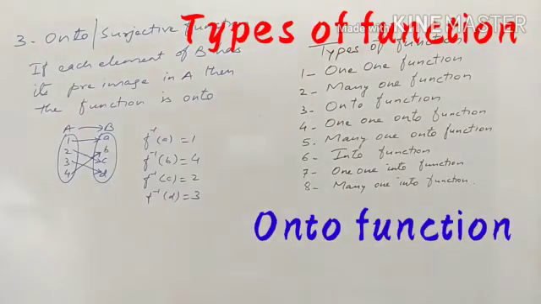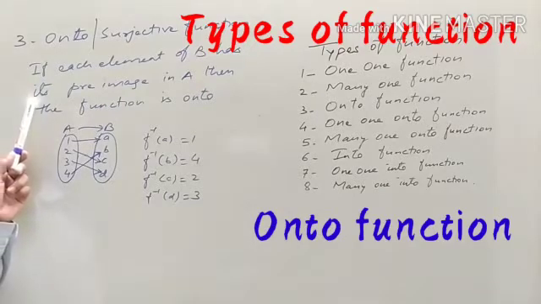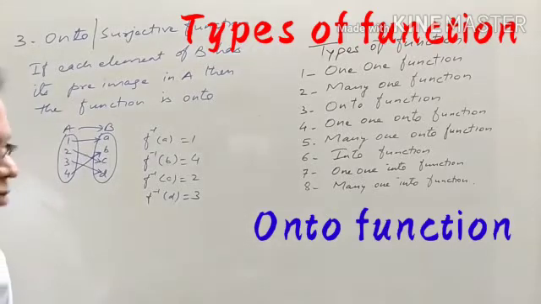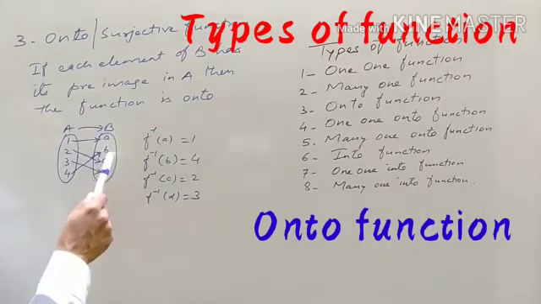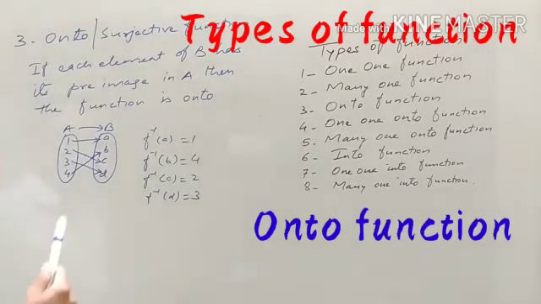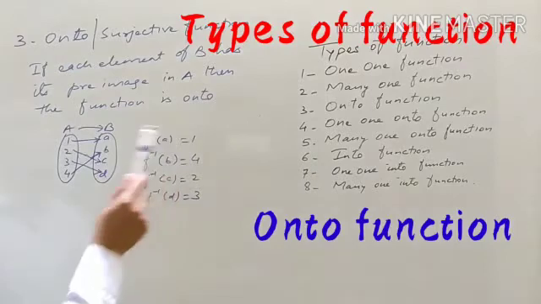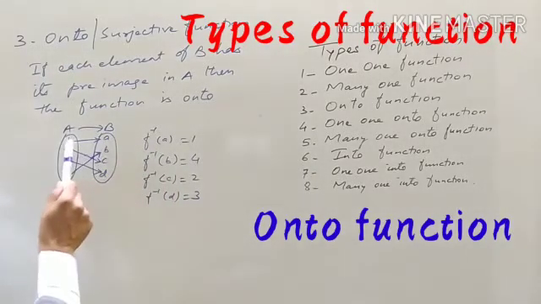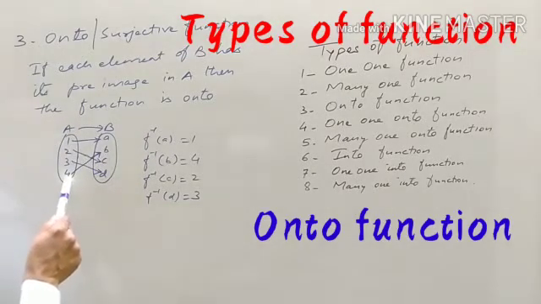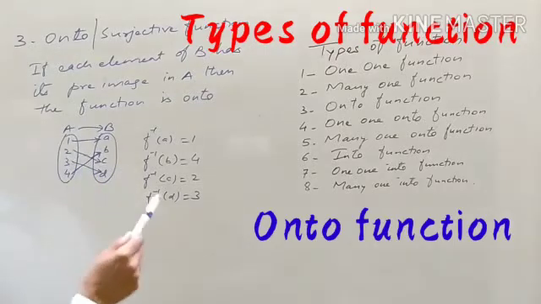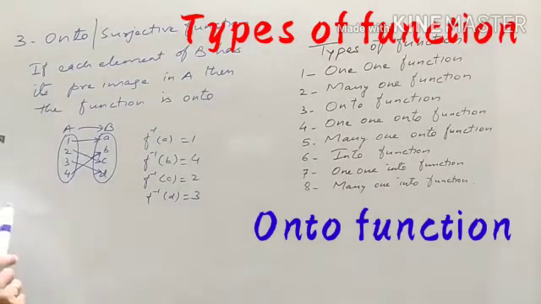Now the third one, onto or surjective function. If each element of B has its pre-image in A, then the function is an onto function. Through this mapping, try to understand. In set A, elements 1, 2, 3, 4 are given. In set B, A, B, C and D are the elements. We see that f inverse of A is 1, meaning the pre-image of A is 1. The pre-image of B is 4, the pre-image of C is 2 and the pre-image of D is 3. So this is an example of an onto function.